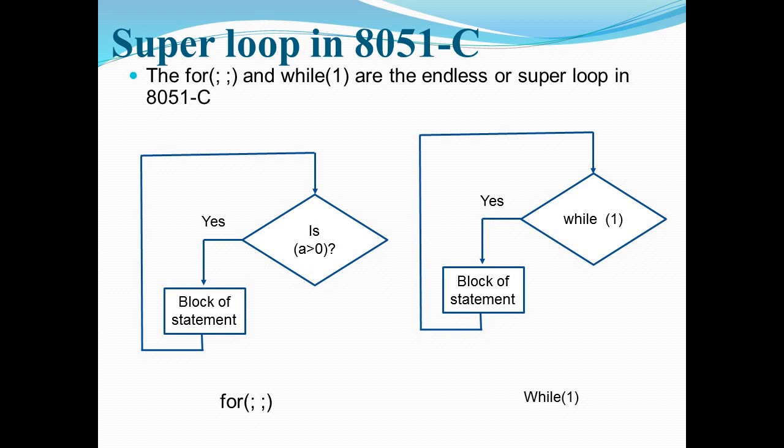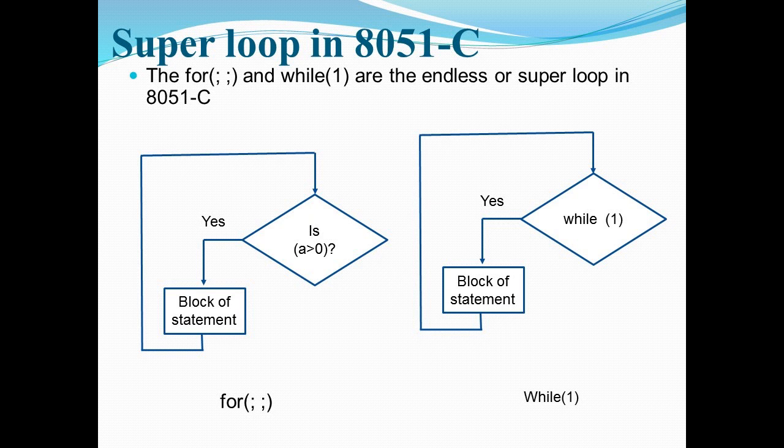In embedded C, we have one more concept which is called a super loop. This super loop means it is an infinite loop, so it is executing continuously. We can make this super loop by using either a for loop or a while loop. Within a for loop, if we don't have the initialization condition and the final condition, it will be treated as an infinite loop because it will be executing forever.